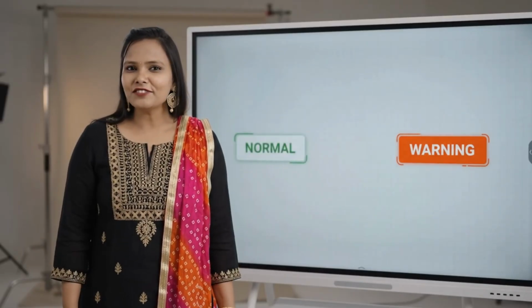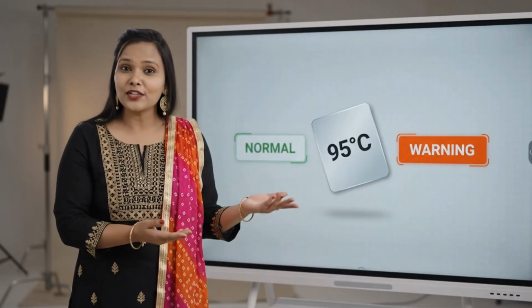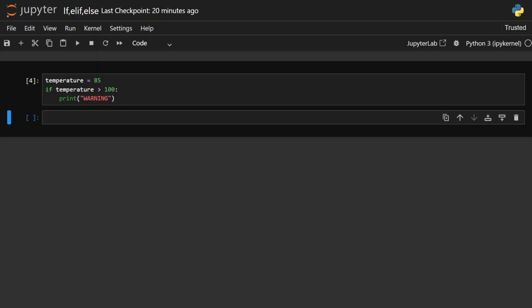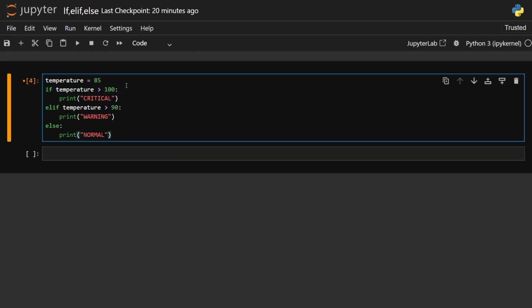But what about 95 degrees? Not critical, not quite normal either. Two states aren't enough. Now let's handle three states instead of two. Elif means else if. It lets us check a second condition only when the first one was false.